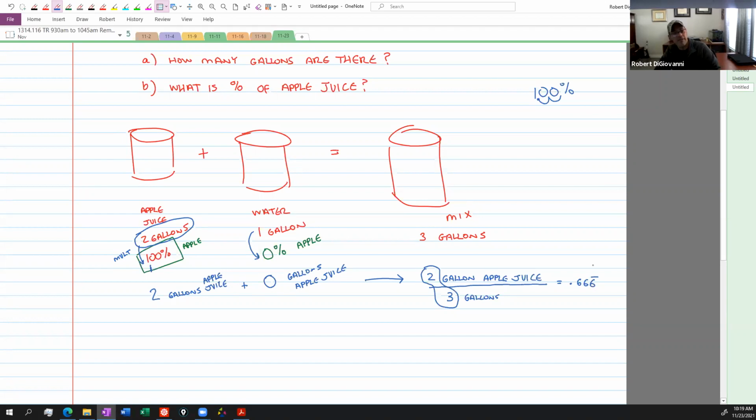0.666 repeated, right? Which is approximately 66.6%. You will have 66%, 67% apple juice in that mixture.